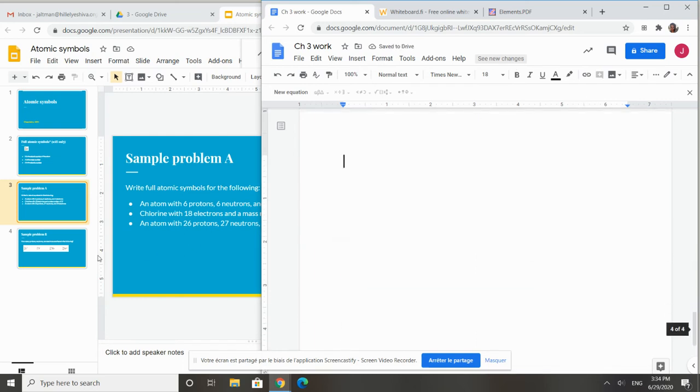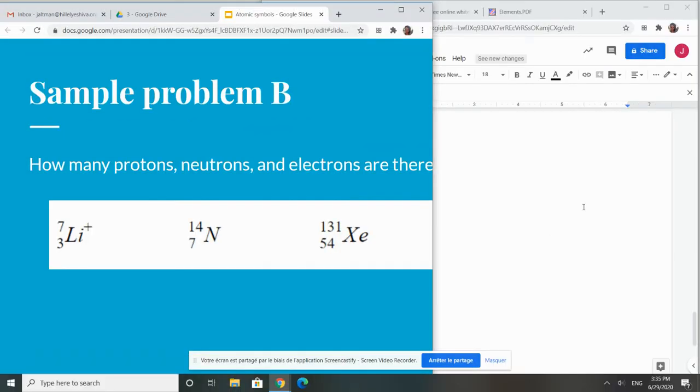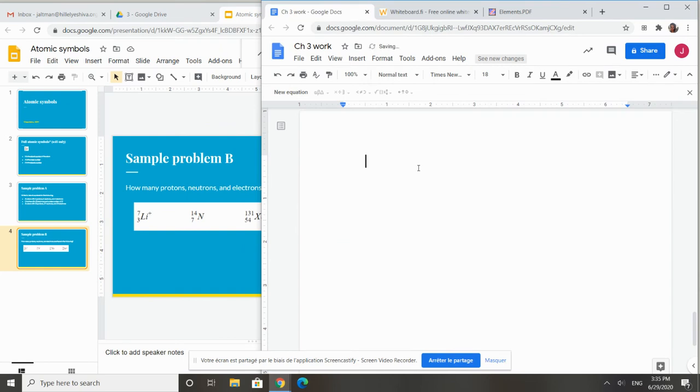All right, let's take a look at another way you could be asked about this. For the first one, it says in the bottom 3 for the atomic number, so just 3. For the number of neutrons, I do 7 minus 3 to get 4. And then it has a charge of +1, so I remove an electron, so it's 2 total electrons.